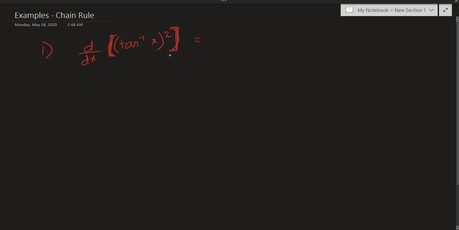So what's the external function? What's the outer wall? Let's work with the wall analogy that we had. Well, it's the function, let's call it f of x squared, right? Because tan inverse of x is being squared first. Then you have a tan inverse inside that square. And what's the inner wall? It's just the simple tan inverse of x, right? You can call this g of x.